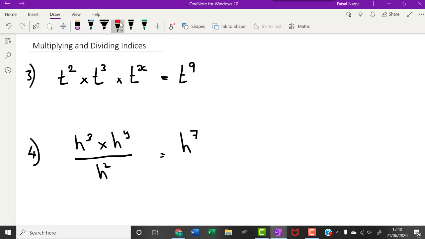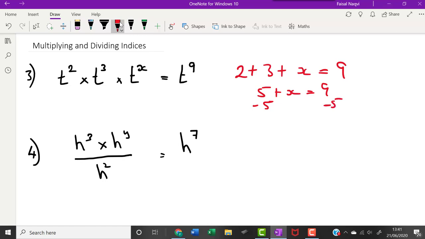Okay, in the first one, we want to work out what x is. So we know that t squared times t cubed times t to the power x equals t to the power 9. From this, we can make an equation. What we can say is 2 plus 3 plus x equals 9. 2 plus 3 is 5 plus x equals 9. To get x on its own, I take 5 away from both sides. So x equals 9 take away 5, which is going to be 4.